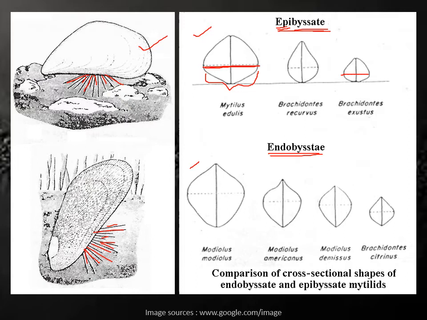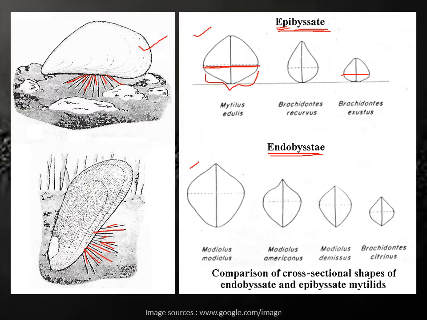And as it occurs epifaunally, it requires stability so that with the waves, it will not topple, it will not be displaced from its host position. But in contrast, in the endobyssate form, which occurs infaunally, they occur within the substrate, inside the sediment cover. So that is why their chance of toppling with waves is very, very less. So they do not require to lower down their center of gravity.